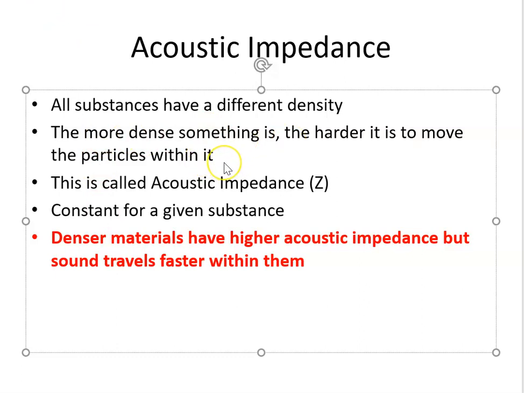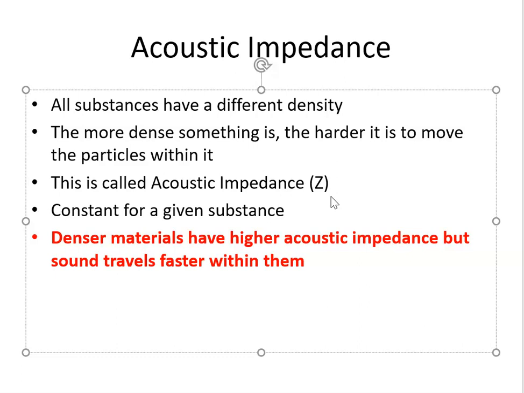So the more dense a tissue is, the harder it is to move the particles within it. So if you fire sound waves at fat, it's not particularly difficult to vibrate that tissue, whereas it's much more difficult to vibrate bone, because bone is a much denser tissue. Now, we get echoes where we get a change in acoustic impedance. So when you go from fat to muscle, there is a noticeable difference in density.